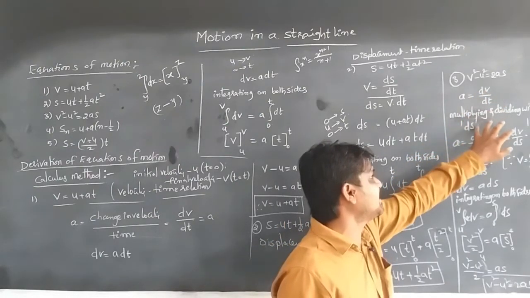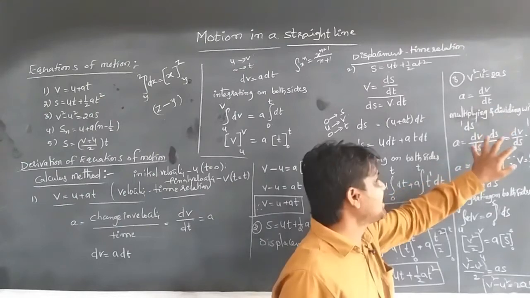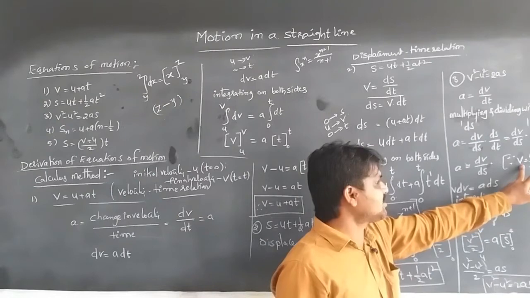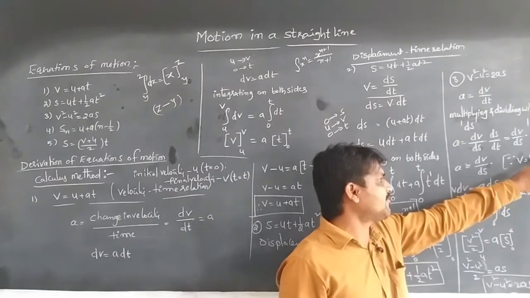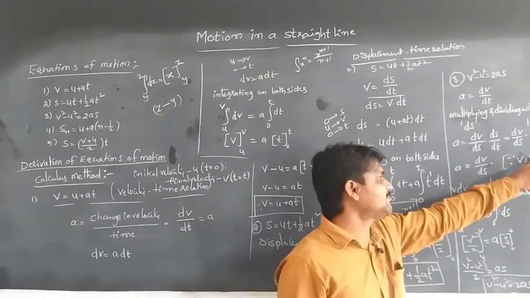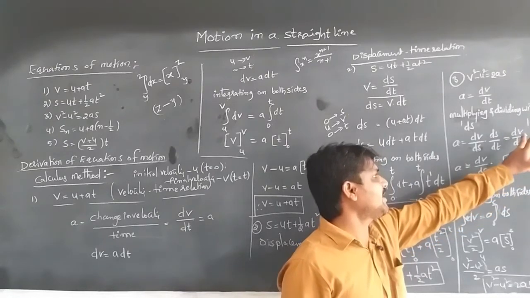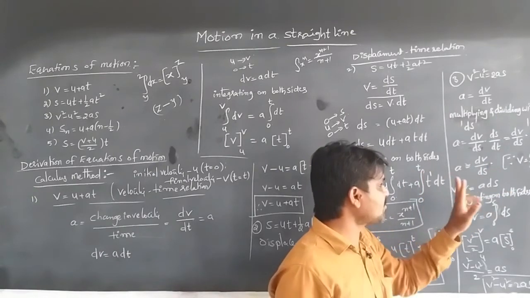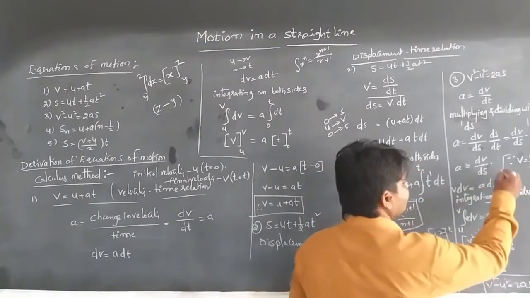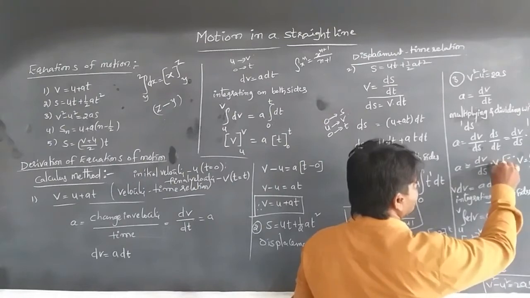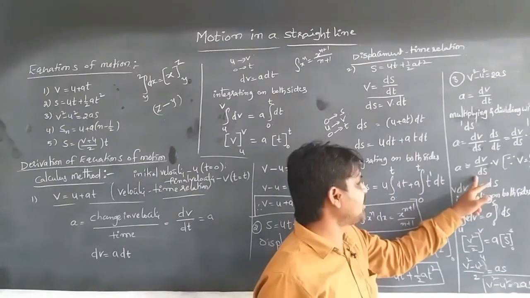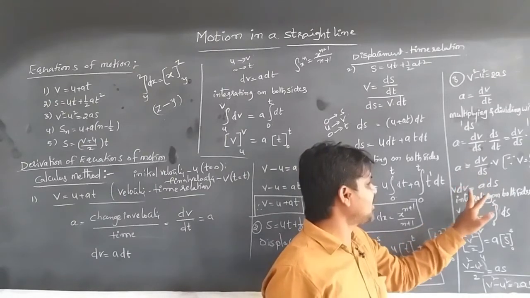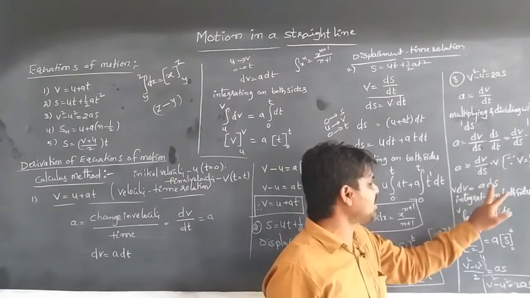Multiplying and dividing with ds, we get dv by ds into ds by dt. But we know that the rate of change of displacement is called velocity. So acceleration a is equal to dv by ds into v. From this relation, by cross multiplying, ds comes to this side, then v into dv is equal to a into ds.